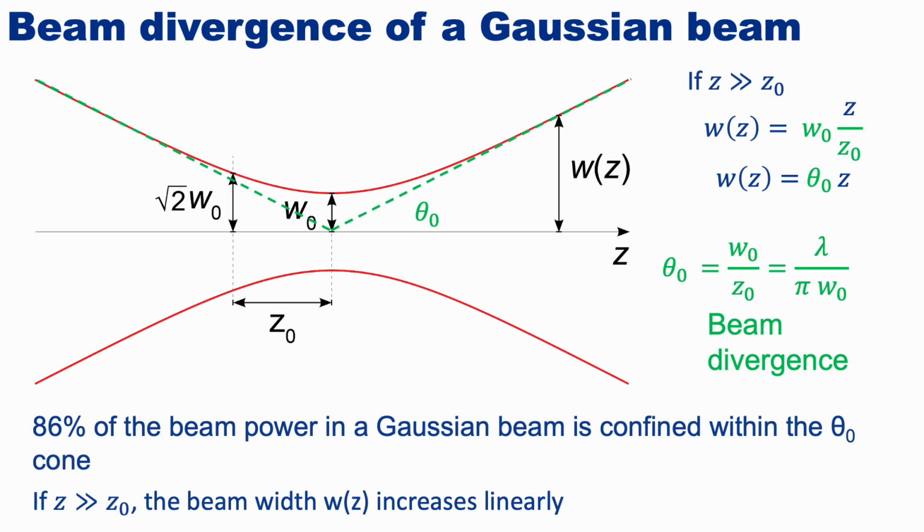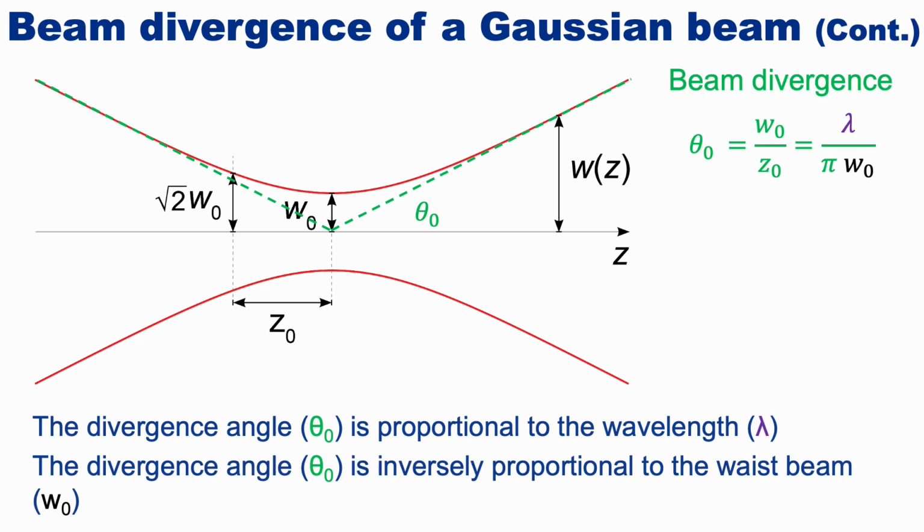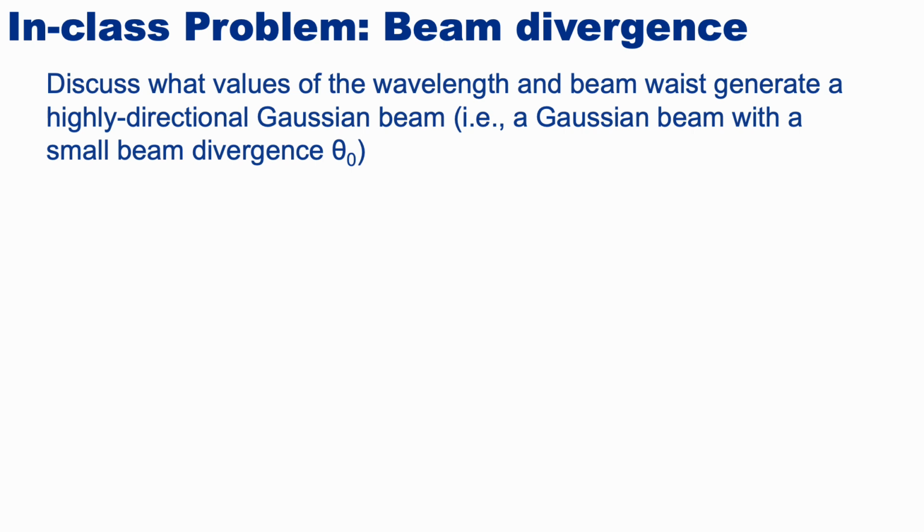86% of the beam power is confined within our beam divergence cone. So if we have the beam divergence, we can put it in terms of beam waist over Rayleigh range or wavelength over pi times beam width, but we can see that it's proportional to the wavelength and inversely proportional to the beam waist. So let's do an in-class problem.